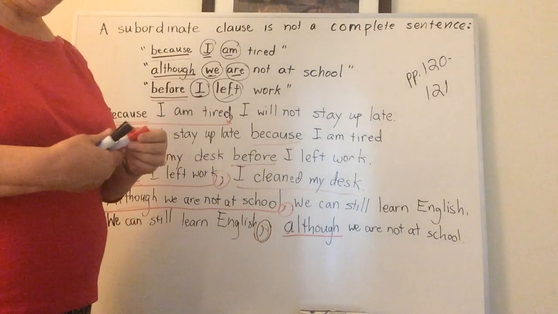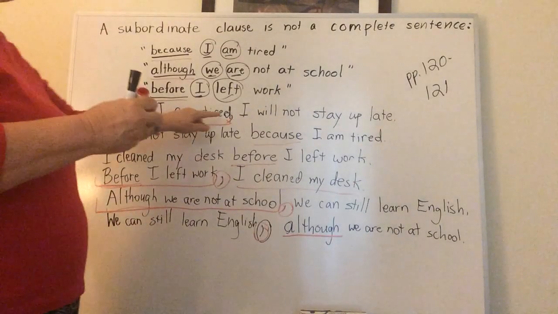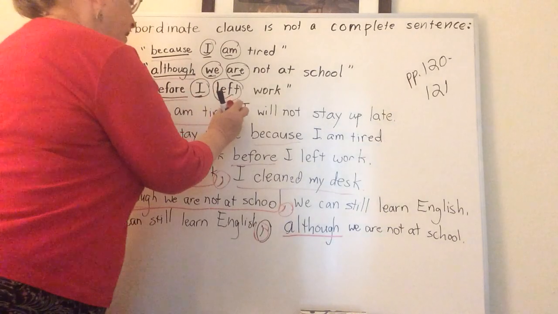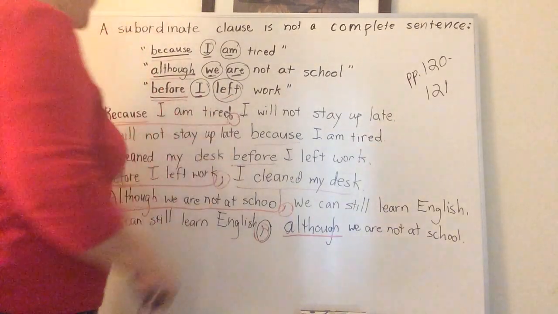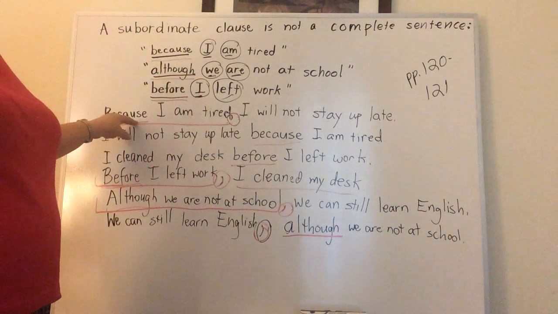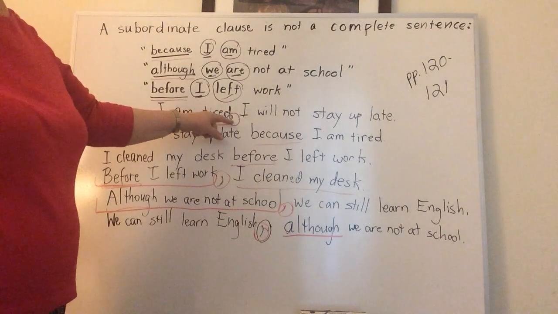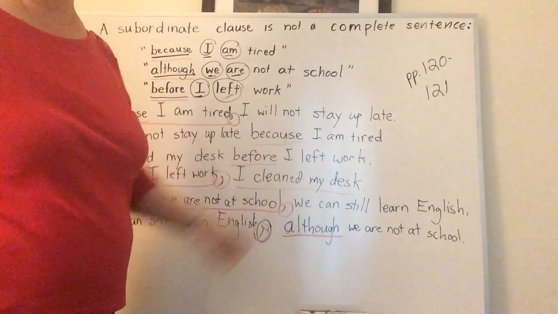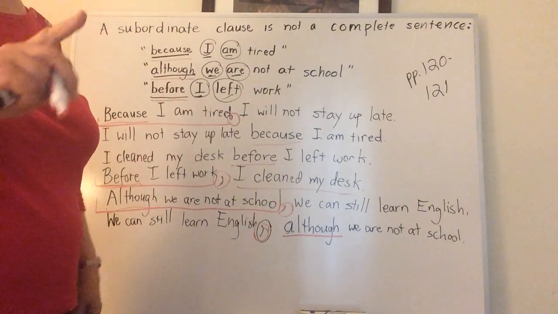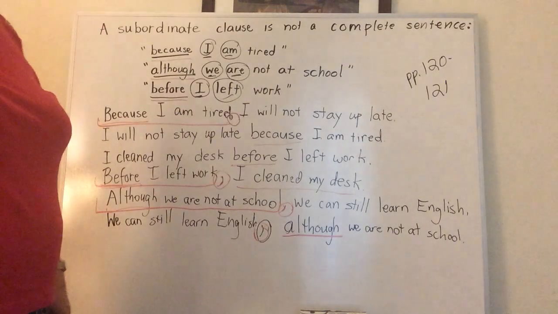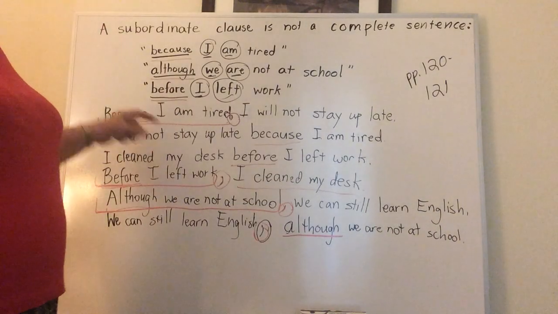There is a slight difference though. Look, because I am tired has a comma after it. When the subordinate clause comes first, there is a comma before the rest of the sentence. And that is a very important point. So let's say that again.